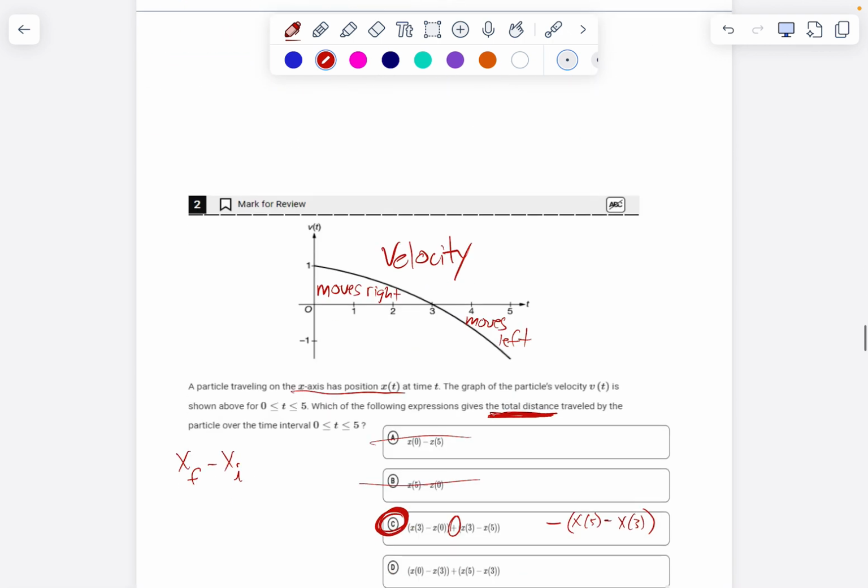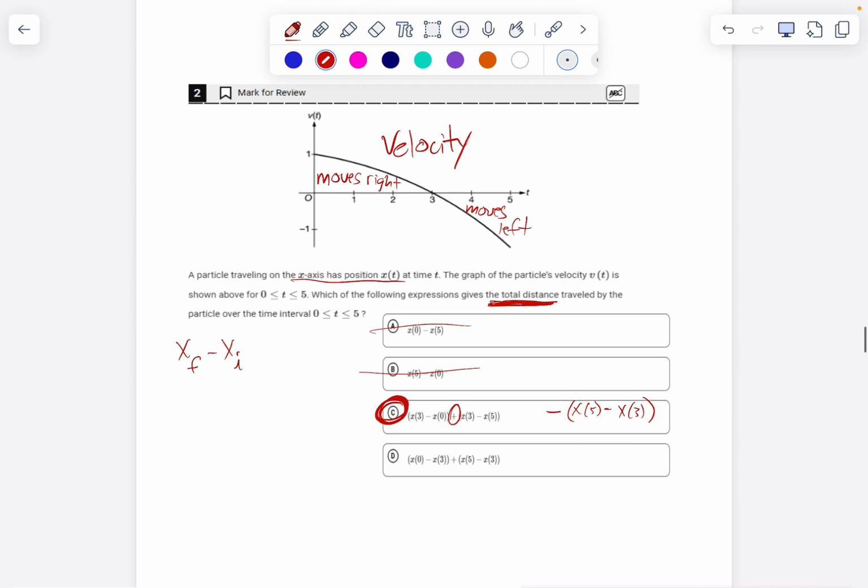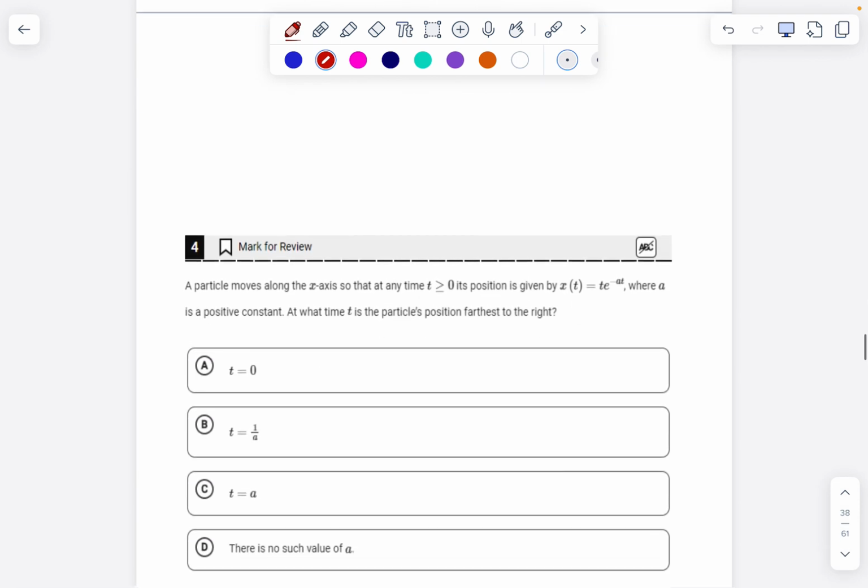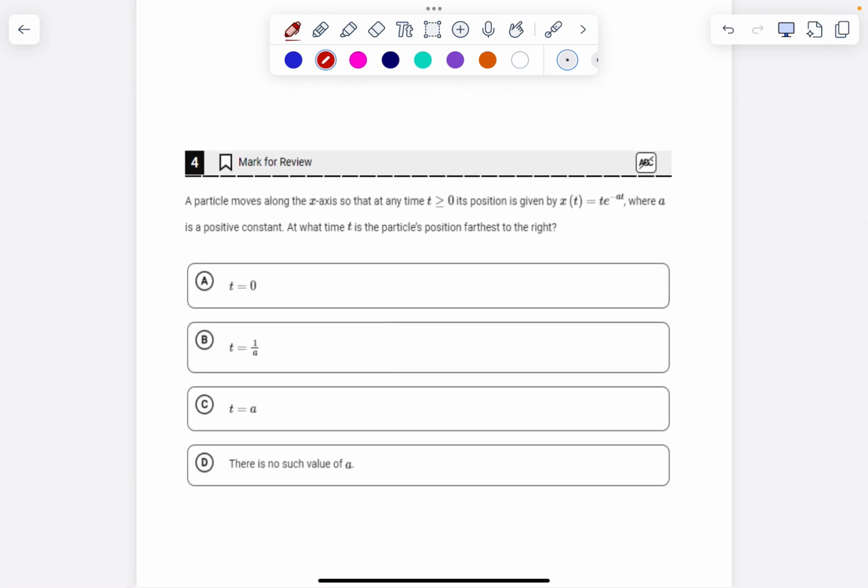And then on this second one with the graph, we still did that. We figured out where it's moving right and left. It was just given graphically instead of us having to solve an algebraic statement for it. But we figured out it was moving right and then left and used that for our total. So apply that same strategy. Find the derivative. This one says at what time t is the particle's position farthest to the right. Moving to the right, we have to make sure that the derivative is positive, so we set it greater than 0. That's how we write that in math, right? Greater than 0.